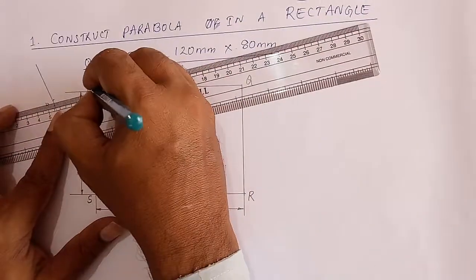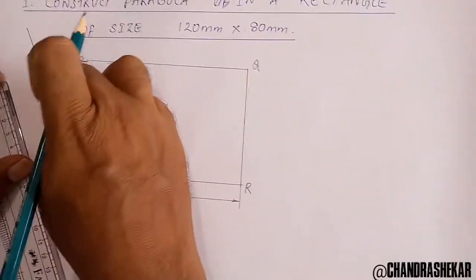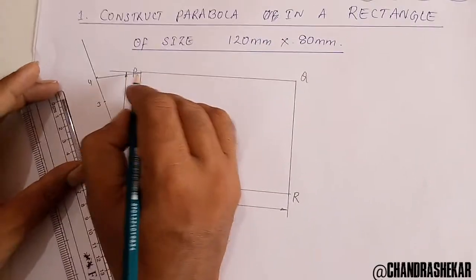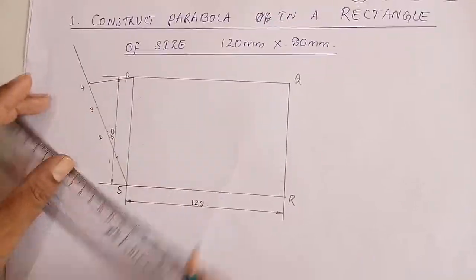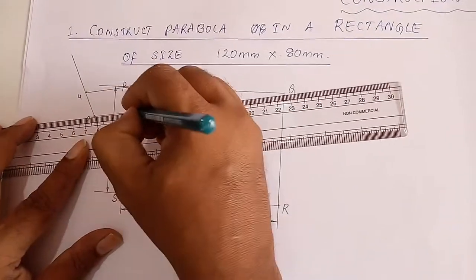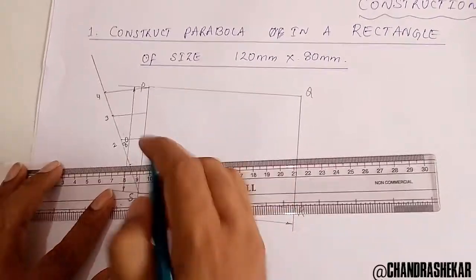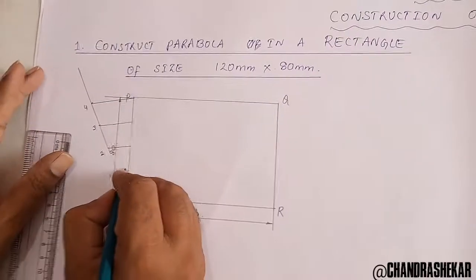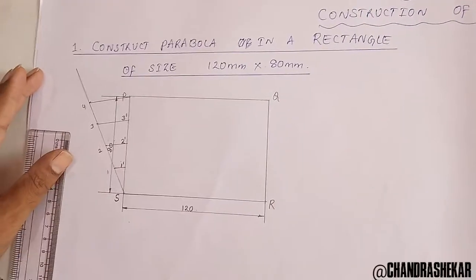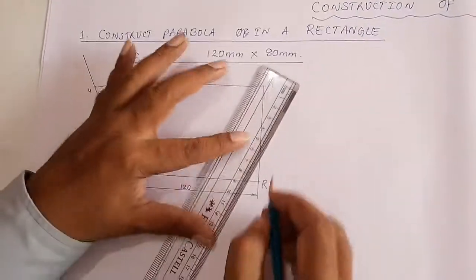Then join P4. You have to divide this line into 4 equal parts. In the previous class I told you how to divide a line into a number of parts. Join P4, and draw lines parallel to P4 from 3, from 2, from 1. Call these 1 dash, 2 dash, 3 dash. Similarly, you have to do it for QR also.